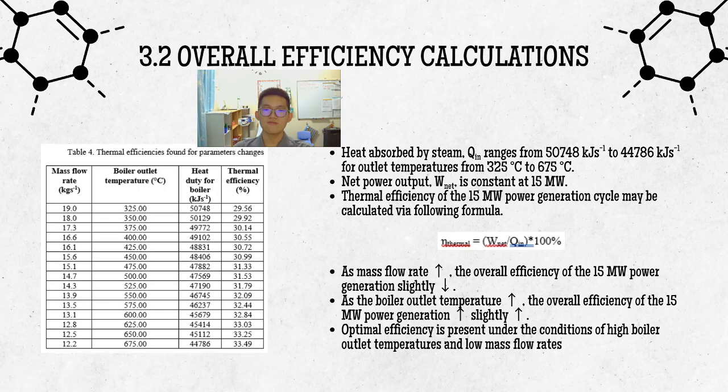Hence, as the mass flow rate increases, the overall efficiency of the 15 megawatt power generation slightly decreases. Furthermore, as the boiler outlet temperature increases, the overall efficiency of the 15 megawatt power generation increases slightly. Hence, the optimal efficiency is present under the conditions of high boiler outlet temperatures and low mass flow rates.